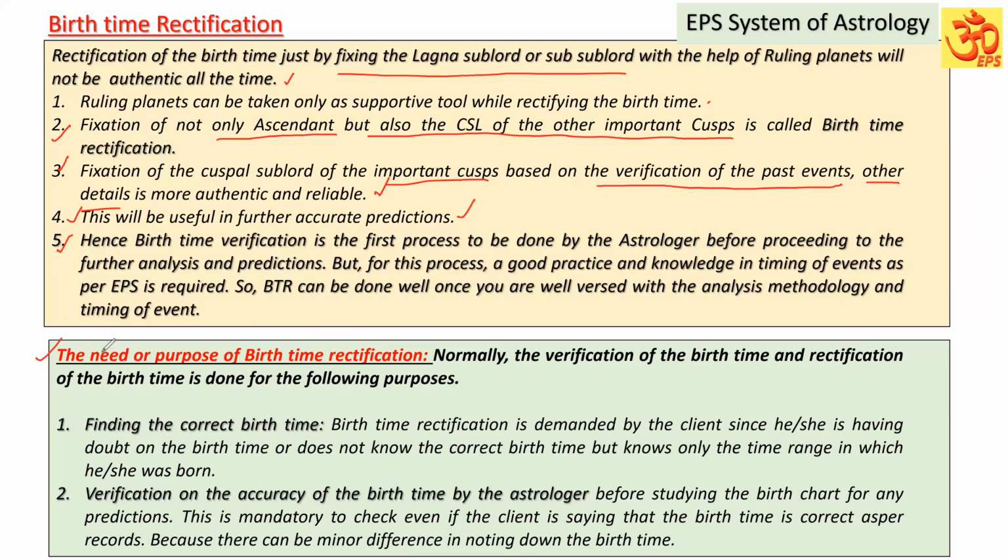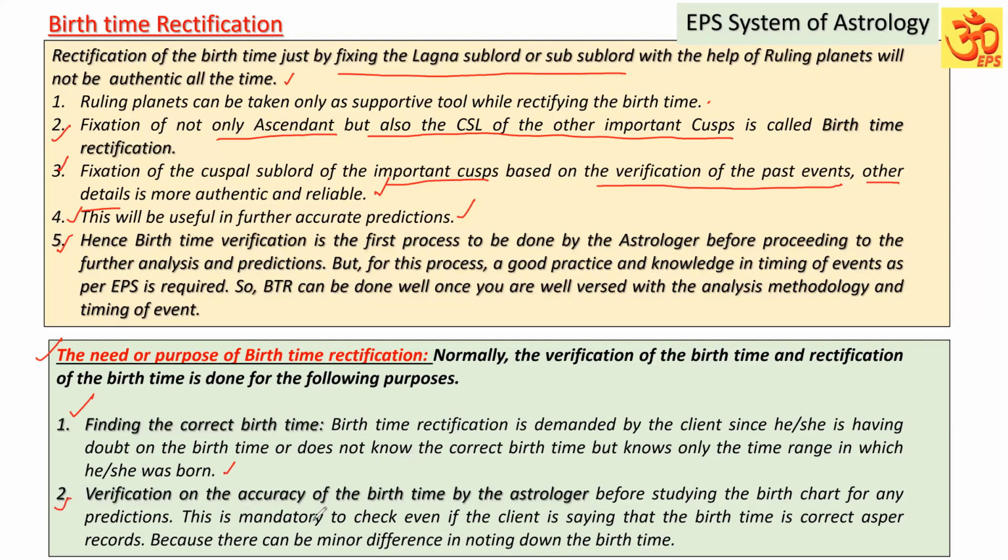The need or purpose of birth time rectification. Normally, the verification and rectification of the birth time is done for the following purposes. One is finding the correct birth time. It means birth time rectification is demanded by the client since he or she is having doubt on the birth time or does not know the correct birth time, but knows only the time range in which he or she was born. So in this case, that requirement itself is birth time rectification.